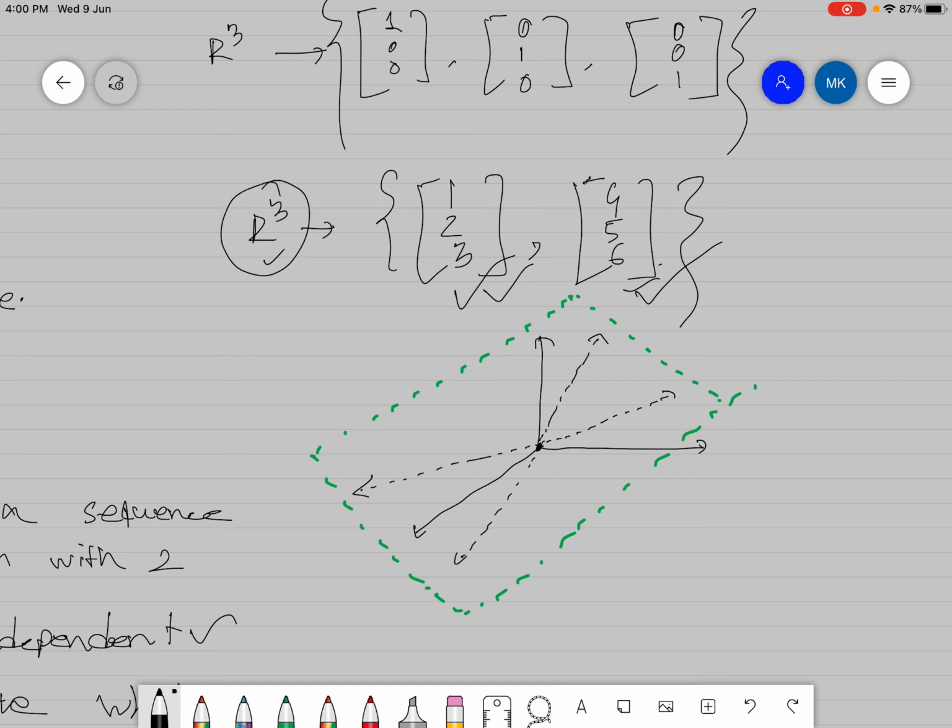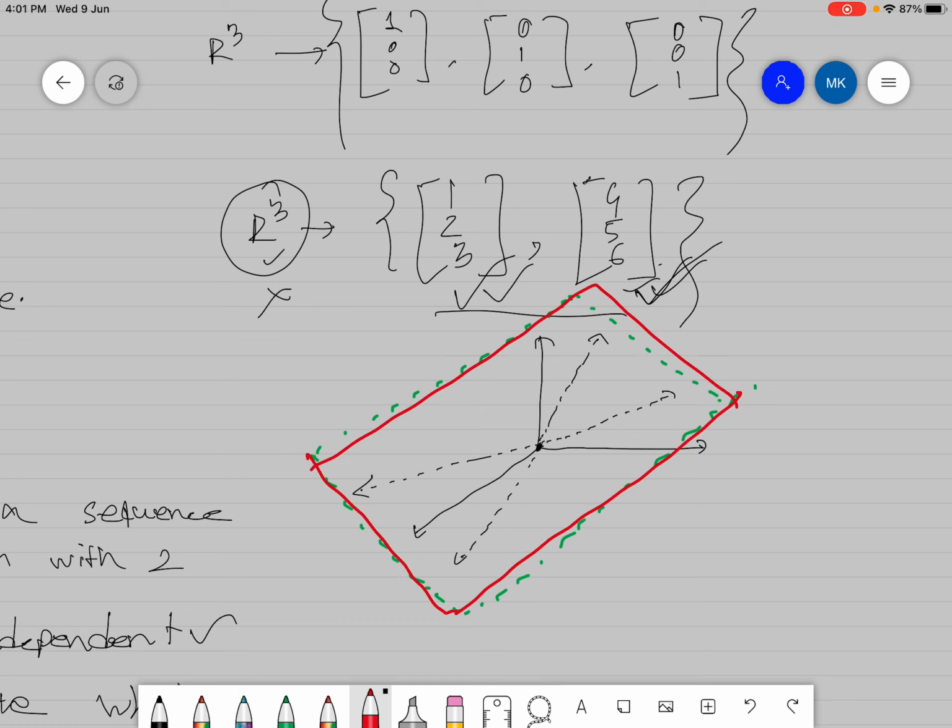So these two are not a basis of R3. We need another vector to span the whole of R3, and then it could be considered a basis. But yes, they can be a basis for a subspace created by a plane in R3. So 1 2 3 and 4 5 6, these two columns can be a basis only for this plane, or it can be written as a subspace in R3.